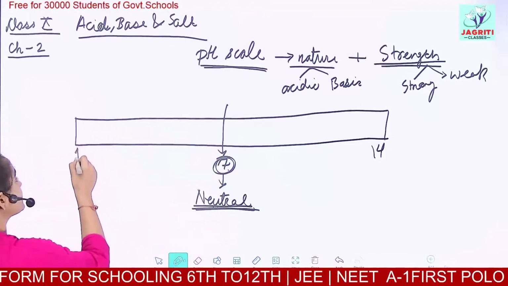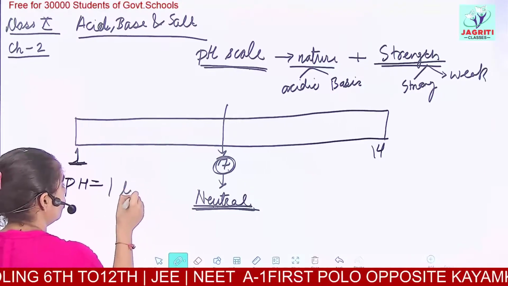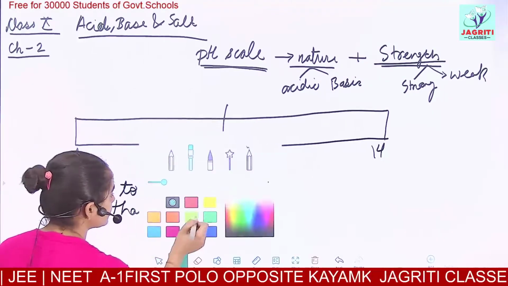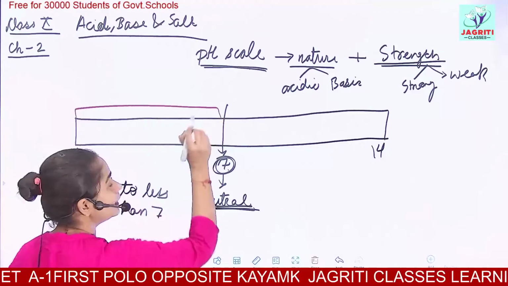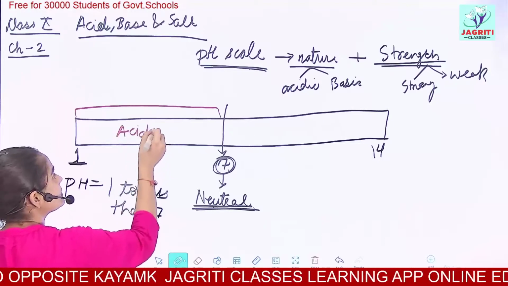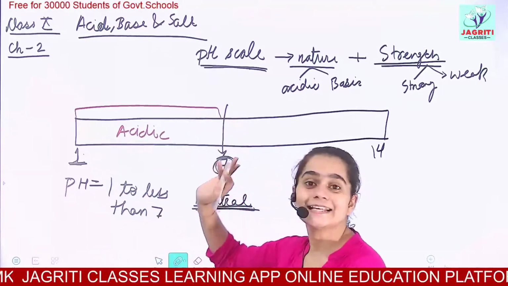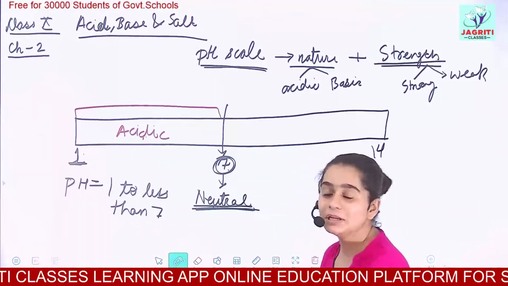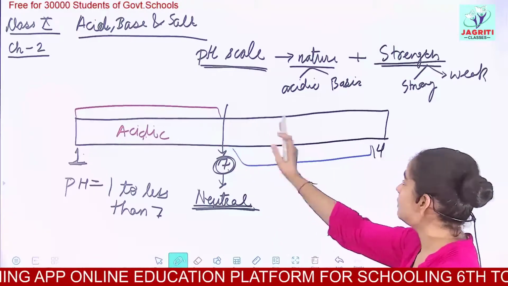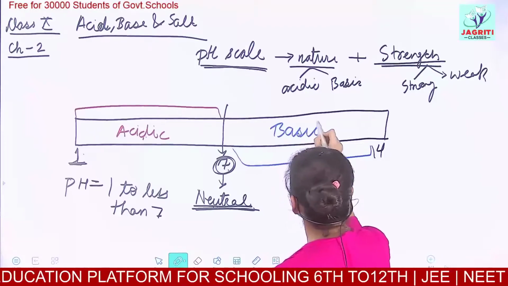Now moving on. When the pH value is from 1 to less than 7, that covers this whole section. These solutions are termed acidic solutions. The solutions which show a pH value of 1 to less than 7 are termed acidic. And similarly, the solutions which show a pH value from more than 7 up to 14 are termed basic solutions.